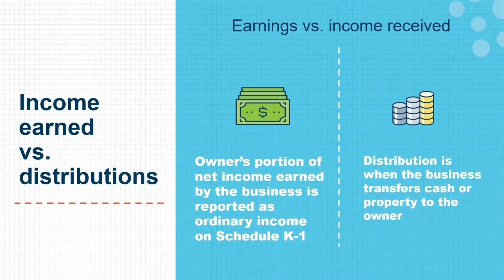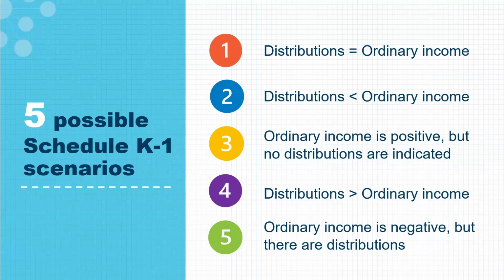Your borrower does have some flexibility as to when they can pull the money out of the business. We know that ordinary income does not always equal distributions. Let me show you 5 possible scenarios that you may see on your borrower's K-1s. Some may look familiar, but some may seem odd.